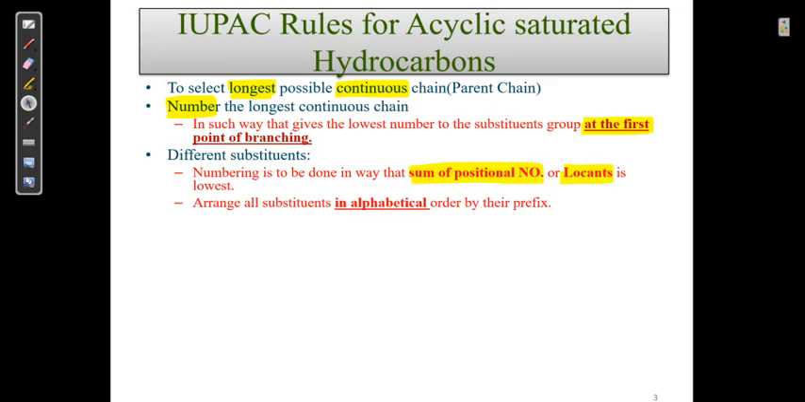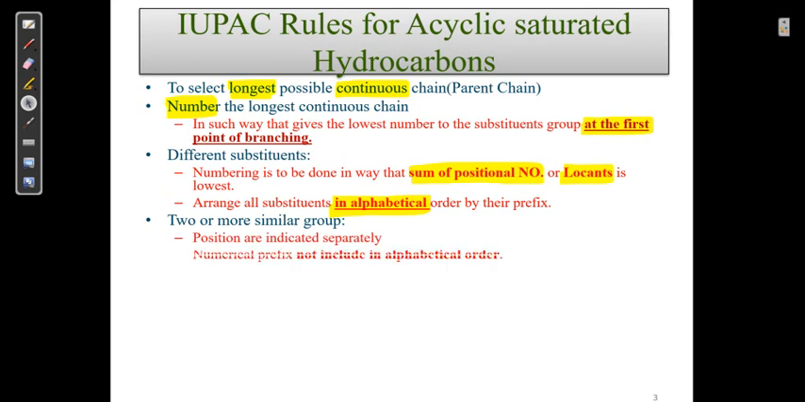Arrange all substituents in alphabetical order. If two or more similar groups are present, then their positions are indicated separately. A numerical prefix is not included in the alphabetical order. We have to order only the substituent, not the numerical prefix.